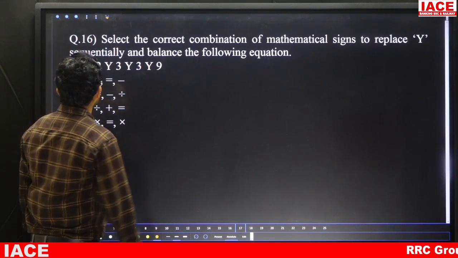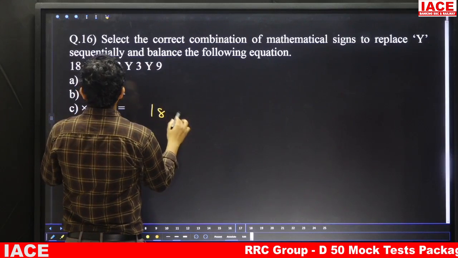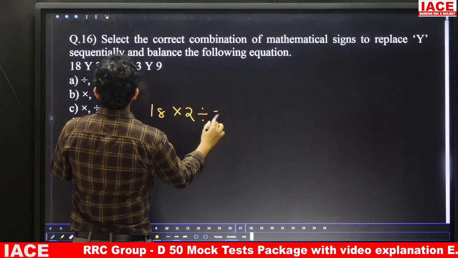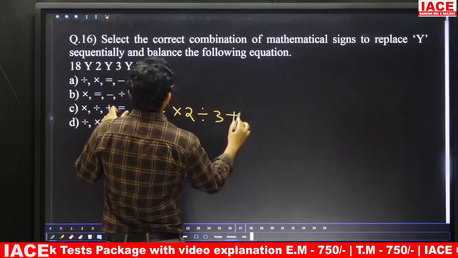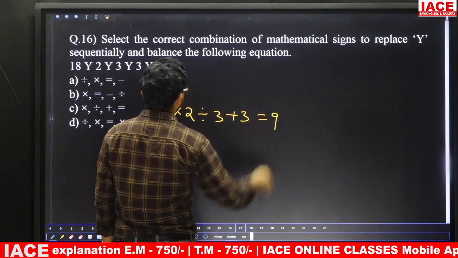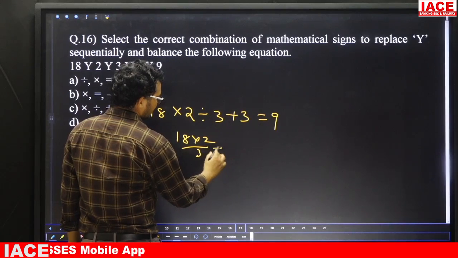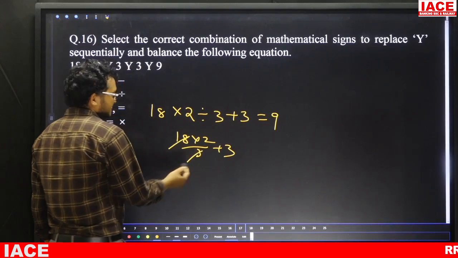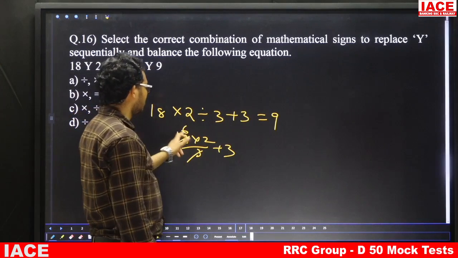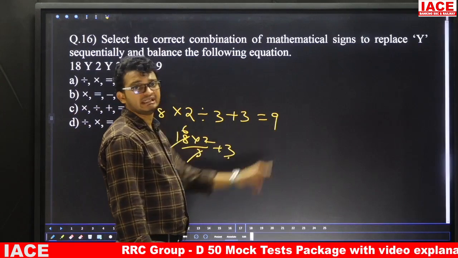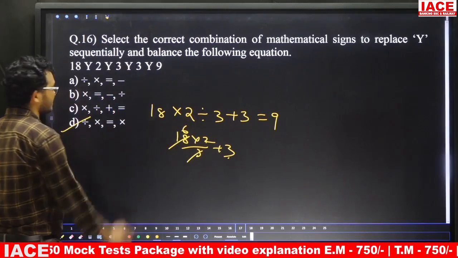Take the third option. Here 18, Y means what? Here into 2 divided by 3. Next plus 3. Next equal to 9. Friends, this one is what? 18 into here 2 by 3 plus 3, and once observe here. Next 3 6s are, now 6 into 2 is what? 12 plus 3 is what? 15 equal to 9. No chance. That means the remaining option D is the answer.